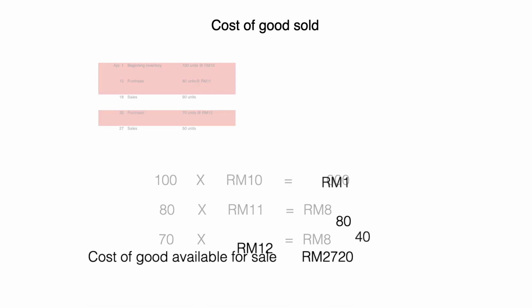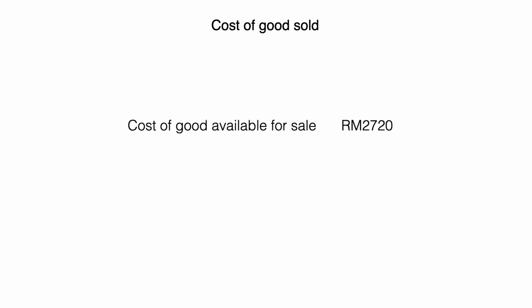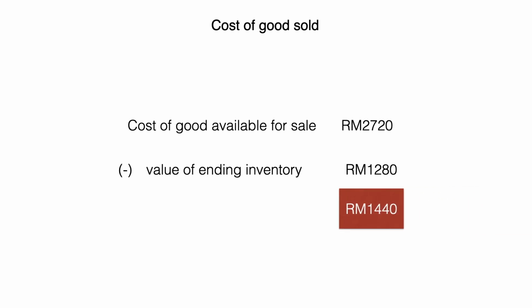Having this number, we minus the value of ending inventory that we just got from the calculation. The total for this calculation is 1,440. So this is the cost of goods sold.